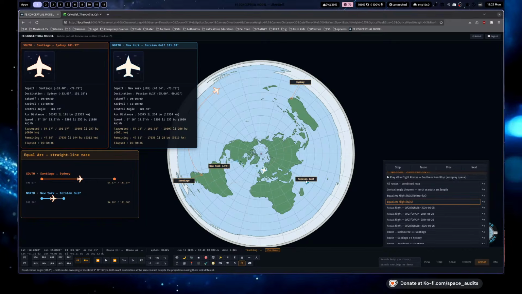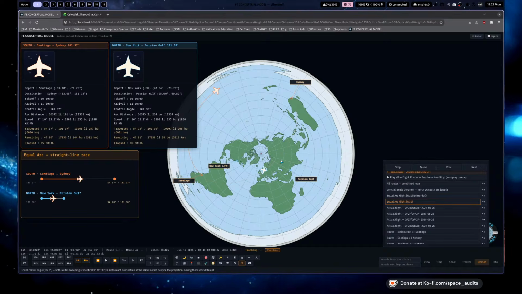New York to the Persian Gulf. They have a central angle distance of 101.98 degrees. Same situation over here. So they're the same length. They visually look different, but when you use the central angle theorem or the longitude timing calculator the way it's supposed to be used, you don't get crazy absurd distances that wouldn't work.